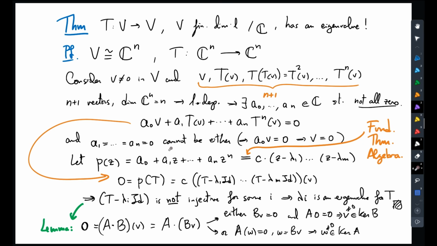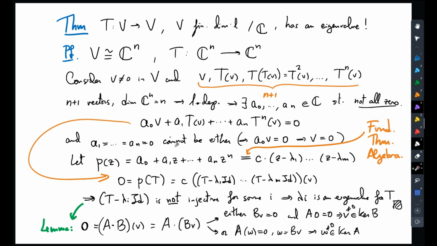Also notice that I can't have that a1 through an are 0 and a0 non-zero, because if these were all zeros, that would give me that a0 times v is 0. And since a0 is non-zero, that would give me that v itself is 0, but I've assumed that I've started with a v that is non-zero.